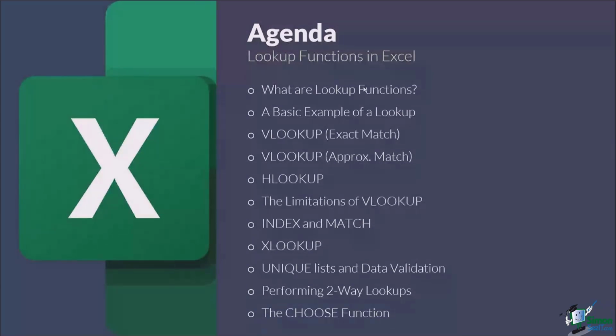We're then going to look at a couple of other lookup functions. Another new one, I'm going to show you how unique works, because this is a function that I use all the time, and it is actually considered a lookup function. We're going to throw in a bit of data validation simply because it works quite well with what we're doing. I'm going to show you how you can perform two-way lookups. And then at the end, we're going to go through another lookup function, which is the choose function. So that's what's on the agenda.